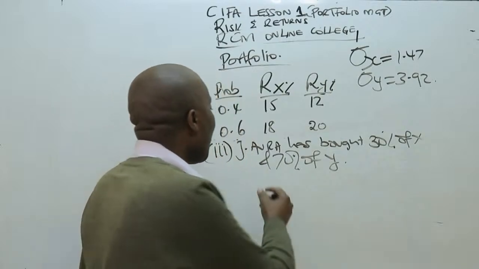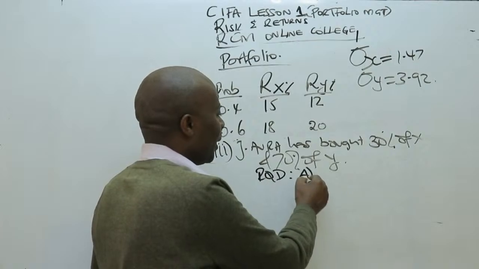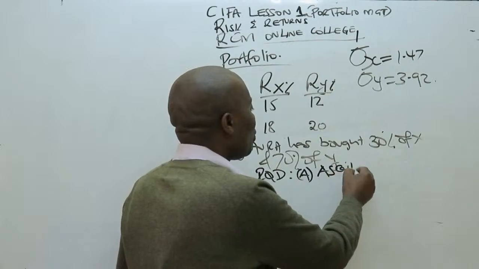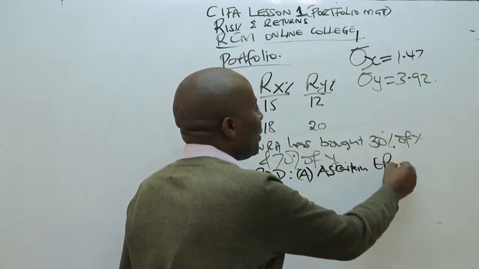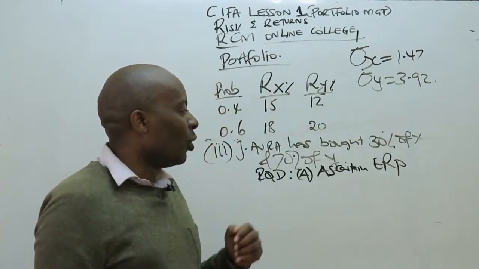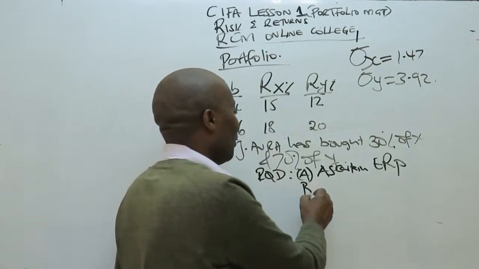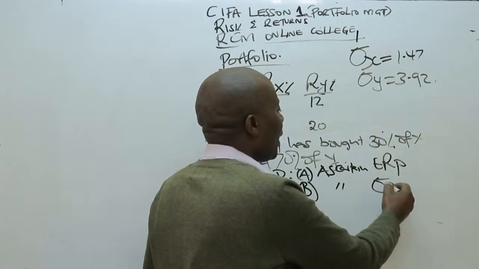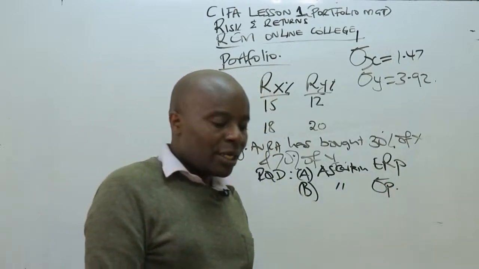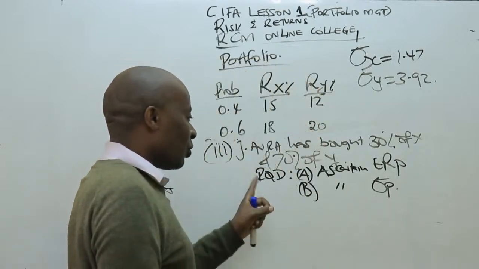So you are required here, number one, or A, to ascertain the expected returns of the portfolio with those weights. And then B, ladies and gentlemen, they want us again to ascertain the standard deviation of the portfolio. Let us first of all handle these.